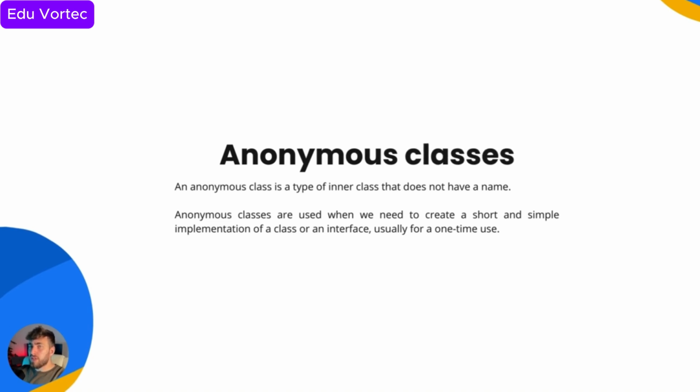In this part of the lesson, we'll be talking about anonymous classes, so stay tuned. An anonymous class is a type of inner class that doesn't have a name. Anonymous classes are used when we need to create a short and simple implementation of a class or an interface, usually for a one-time use. In this way, anonymous classes are a more concise way to write short classes rather than declaring a separate named class for every use case.